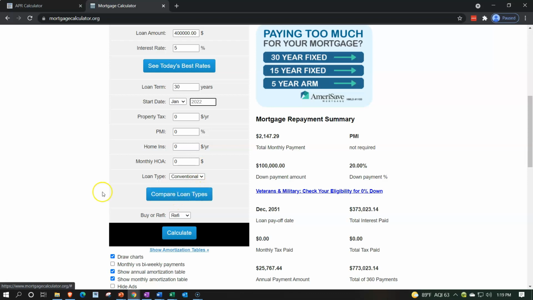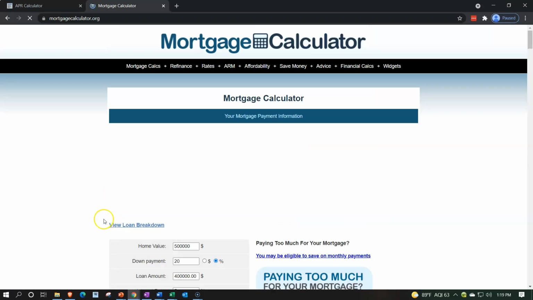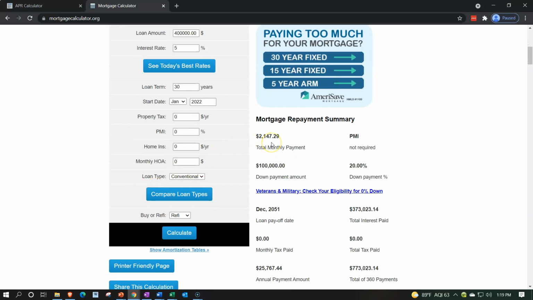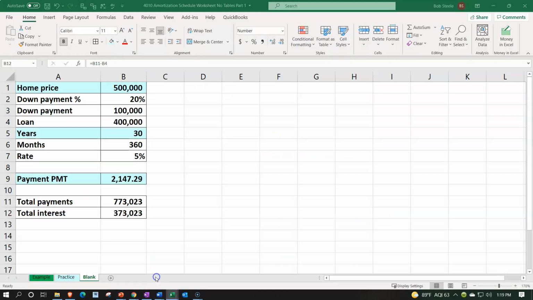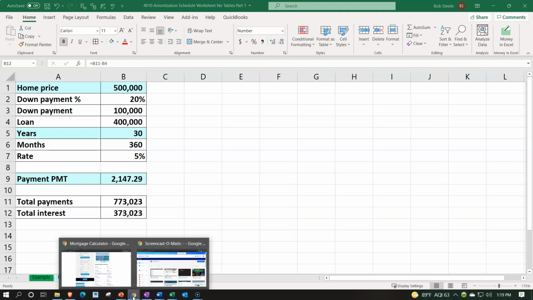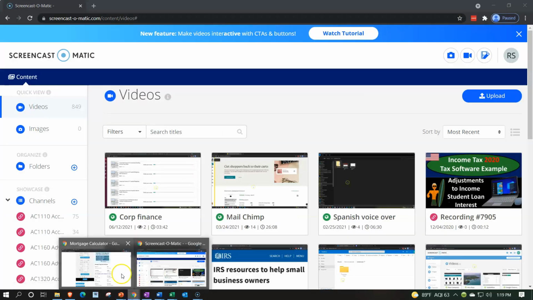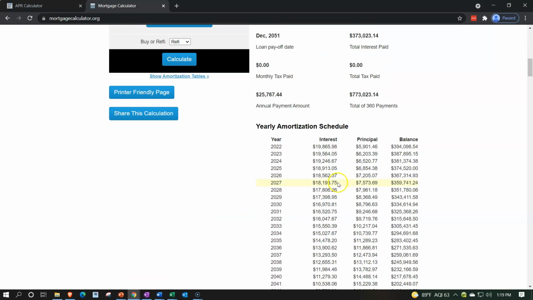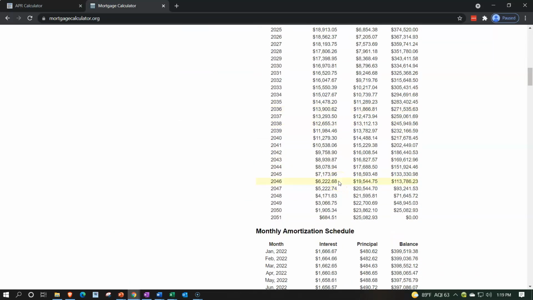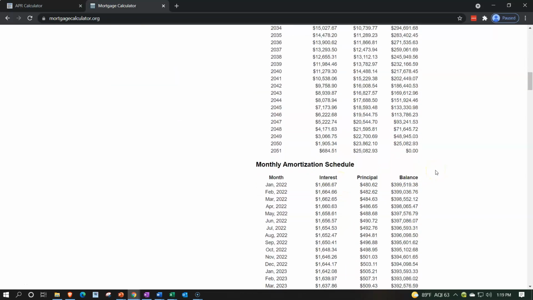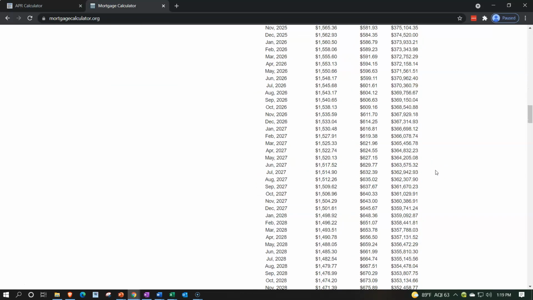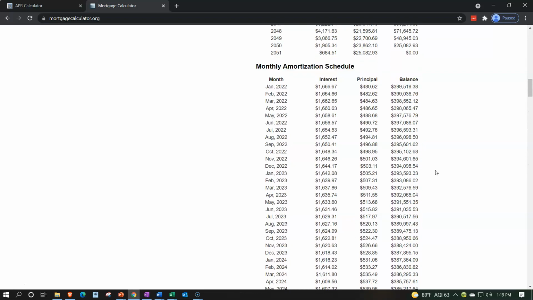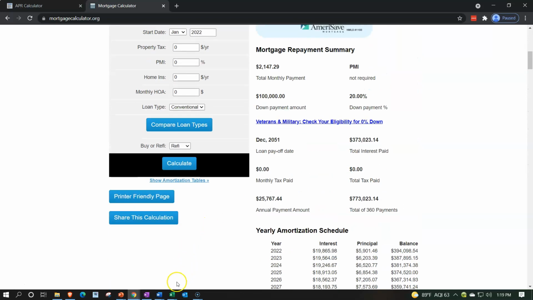And then if we were to calculate this, it gives us our nice little calculation. Once again, we get the amount of 2147.29, so we've got the 2147.29 over here. That looks good. And then we have the 20% down and so on. And notice again, they've got this nice amortization table that they calculate, which is useful, but I'd still like to put it in Excel and use this as a double check. So next time, we'll populate this amortization schedule.